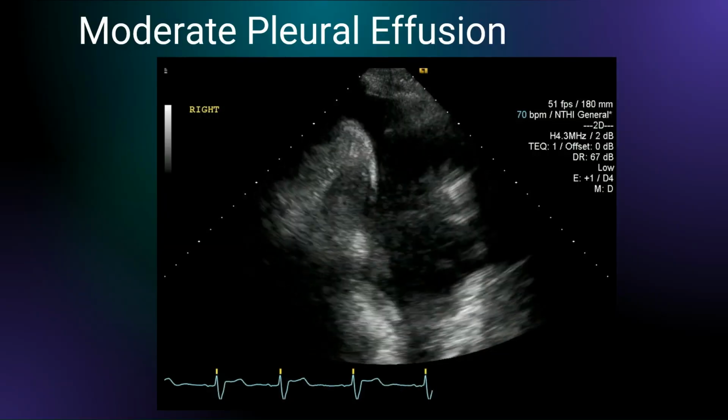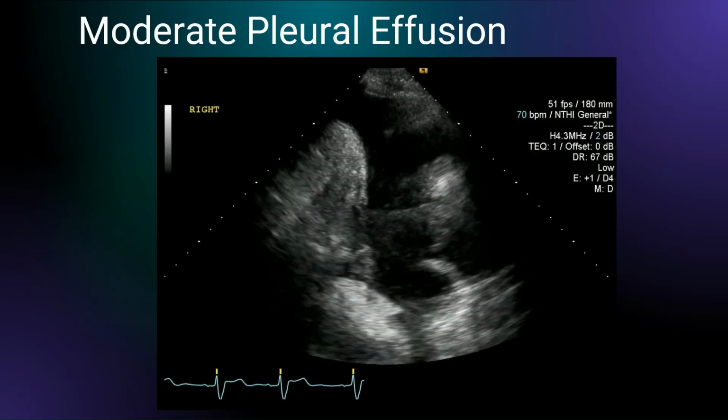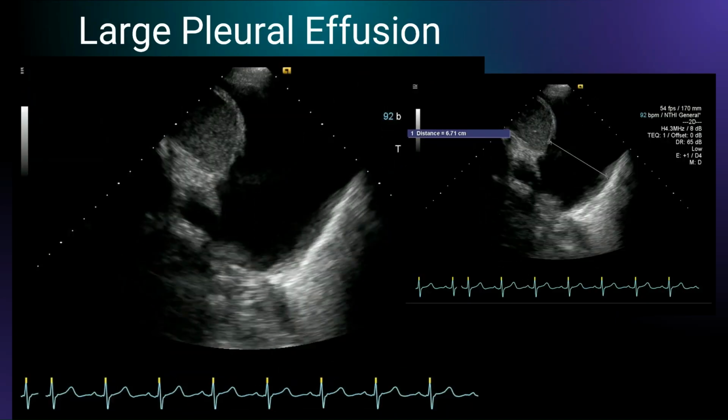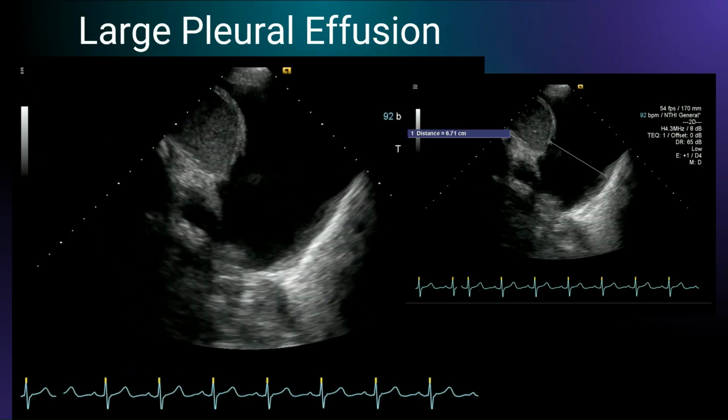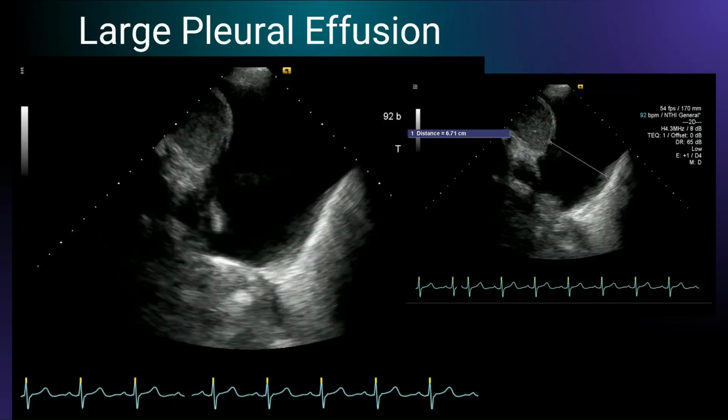In comparison, this one's heading more towards that moderate sort of size, probably around 4 centimetres on measurement, when you're actually looking at how wide it is across. And this is a larger pleural effusion in comparison. This one's close to 7 centimetres in distance across.